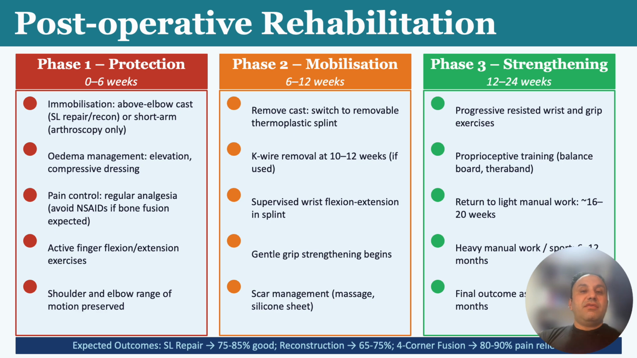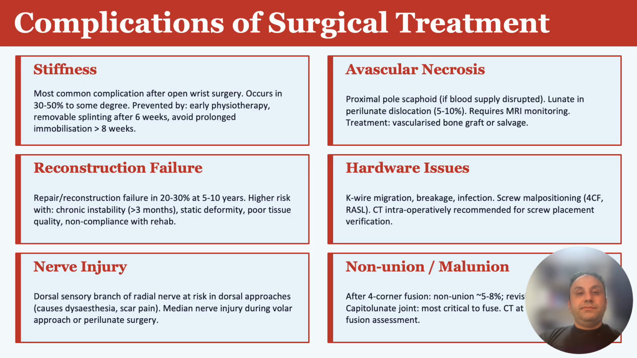Rehabilitation protocol varies by the procedure but follows 3 general phases. Phase 1 is the protection. Phase 2 is the mobilization, and that usually starts 6 to 12 weeks from injury. And phase 3 is the strengthening, and that starts from 12 to 24 weeks. And that is variable among different procedures we use.